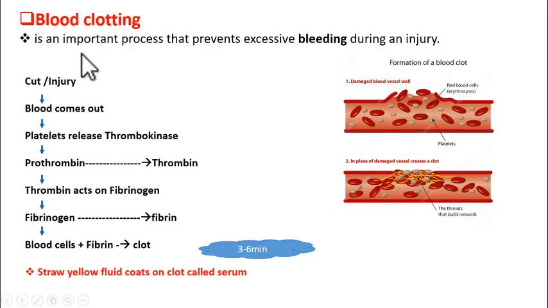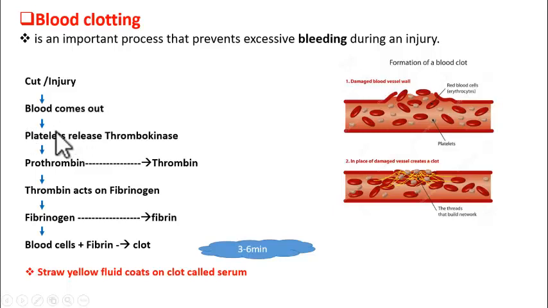Got it? Now students, this process of blood clotting is not a single step process. It has several steps involved in it. Let us see what those steps are. So see here, when a cut or injury occurs, what happens? Blood comes out. So blood contains blood cells, right? RBC, WBC, platelets. They also come out.